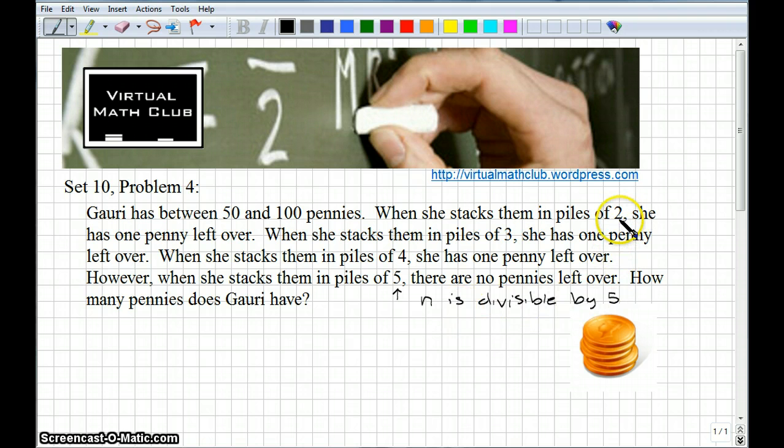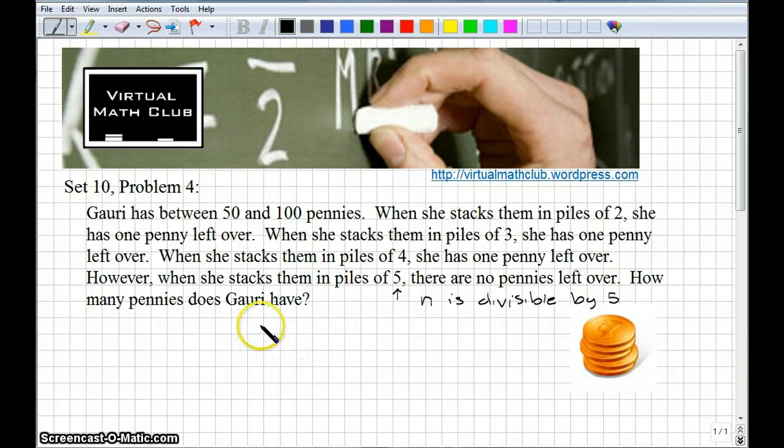And we also know that she has 1 left over when she stacks them in piles of 2, 3, and 4. So we know that the number is not evenly divisible by 2, 3, or 4. So using the divisibility rules, we can gradually eliminate some of the possibilities and narrow down the number that we're looking for. Alright, so let me go ahead and solve this. I actually have 2 ways to solve this. One is the way I solved it, and I also gave this problem to my son and let him solve it, and I can show you how he did it. I think his way is a little bit quicker, so I'll show you that way too.